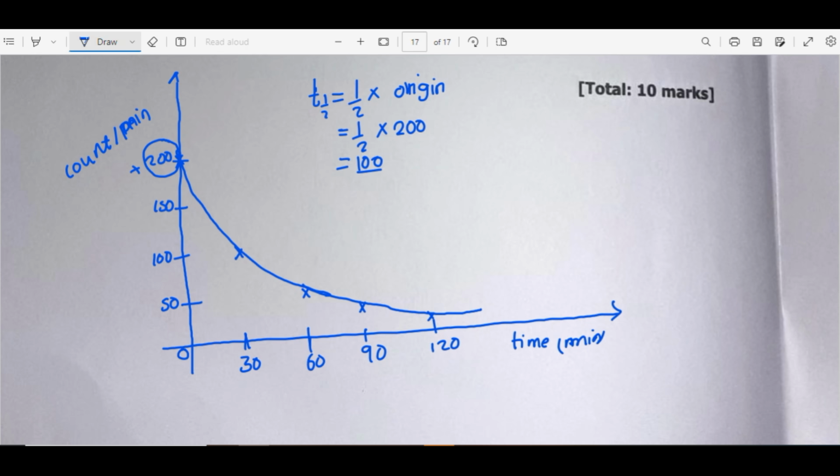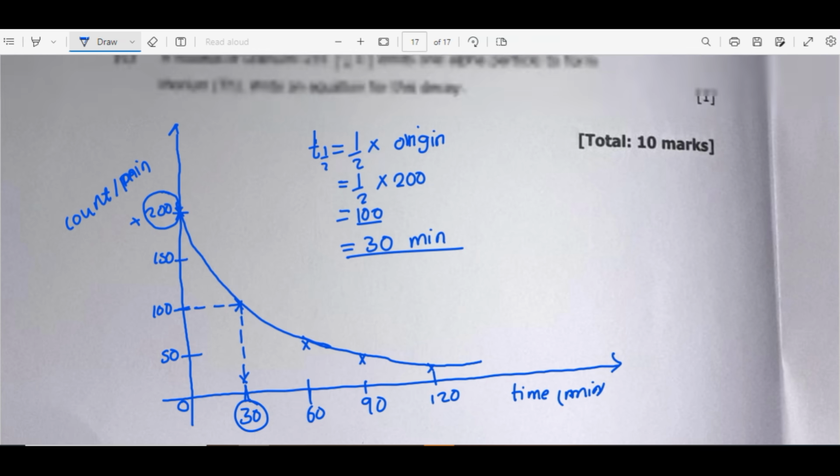After you find the 100, you need to go in the y-axis where there is 100. Draw a dotted line parallel to the x-axis, the same way you do in statistics. After touching the curve, make a 90 degree turn and draw also a dotted line parallel to the y-axis. The point at which you are touching the x-axis represents the half-life. This means that every 30 minutes, the substance must decay by half.